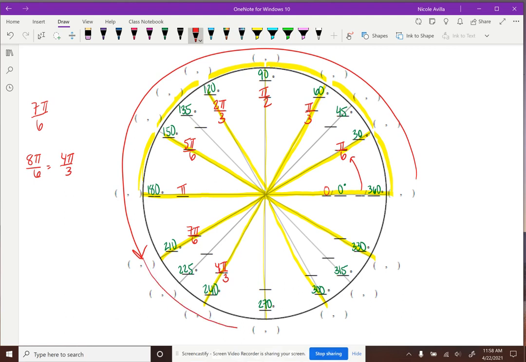Now by the time I get down here, I'm at 9 slices out of 6, which is 3 pi over 2. And I'm at now 10 slices of pi out of 6, which is where we get 5 pi over 3. I'm just simplifying the fraction.